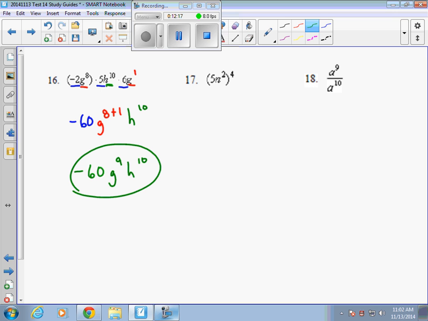Now we're raising powers to powers for number 17. Raise everything to the 4th power. 5 is raised to the 4th power. And n squared is being raised to the 4th power. Anytime you raise a power to a power, you're not adding them anymore. Now you're multiplying 2 times 4. So 5 to the 4th power means 5 times 5 is 25, times 5 is 125, times 5 more is 625. N to the 2 times 4 is n to the 8th.